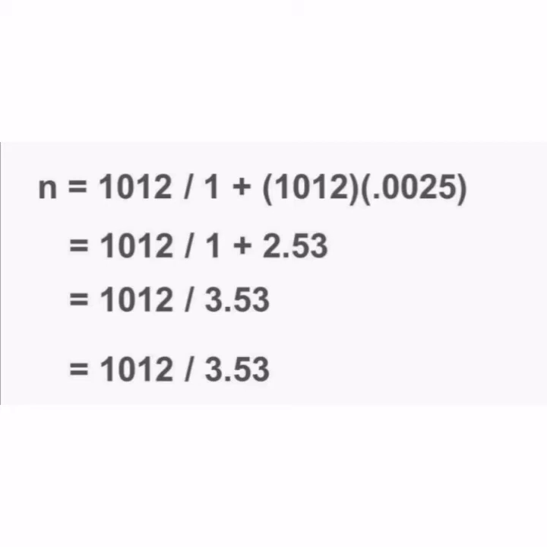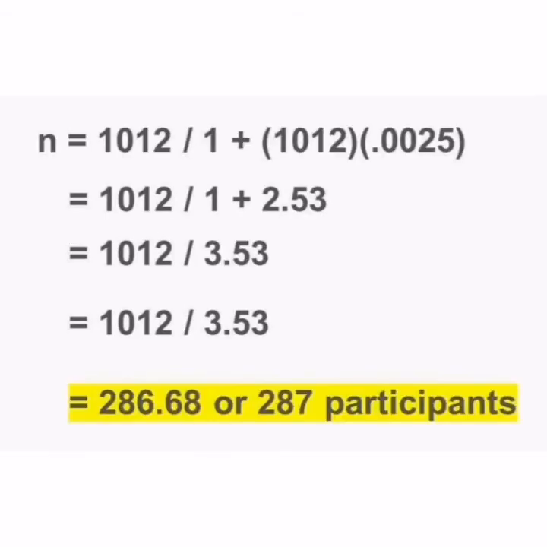The square of the margin of error, you can now start multiplying with the total population, which is 1012. So that's going to be 1012 multiplied by 0.0025. You'll end up with 2.53. So that's going to be 1 plus 2.53. You'll arrive at 3.53. Then total population 1012 divided by 3.53, you'll end up with 286.68. Now, do not forget to round your answer to a whole number. Why? Because you cannot sample a fraction of a person or thing.